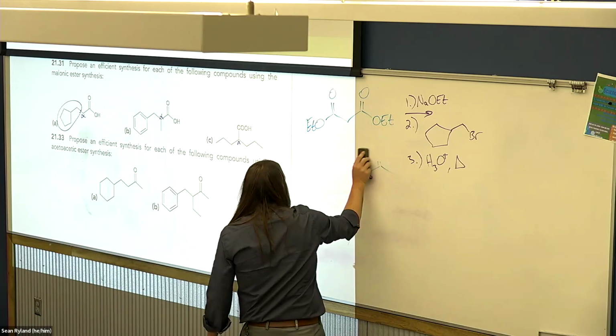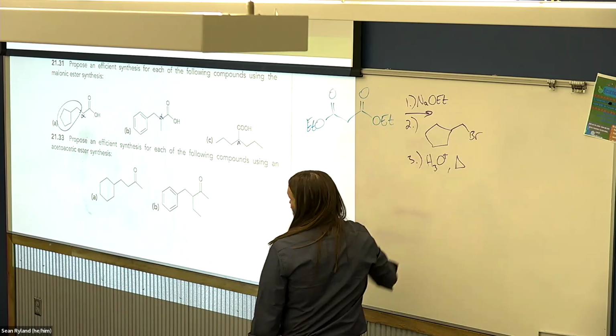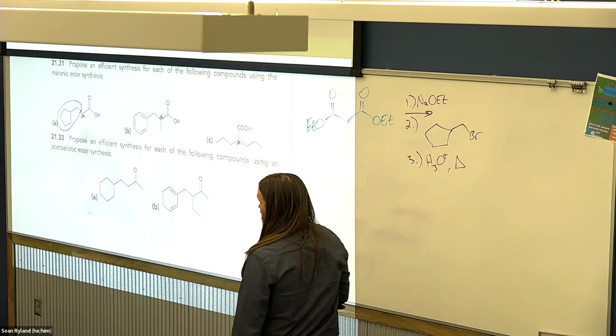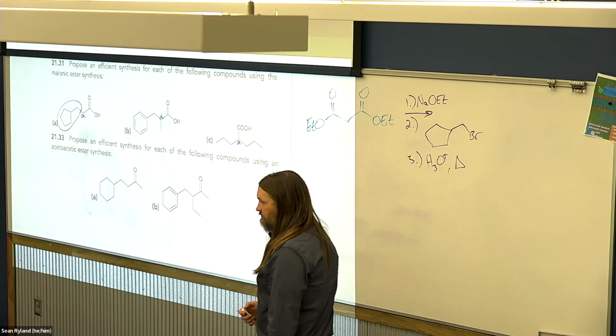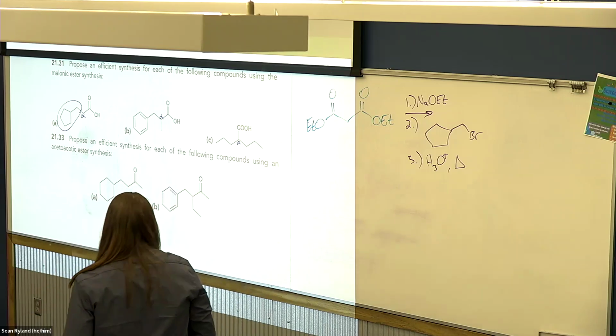So if there's two things attached to the alpha carbon, we just have to do the first two steps twice. Give that a try and then I'll write them up on the board.